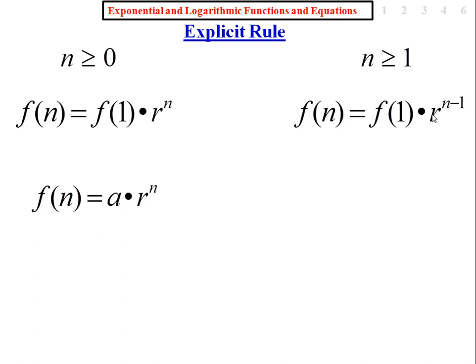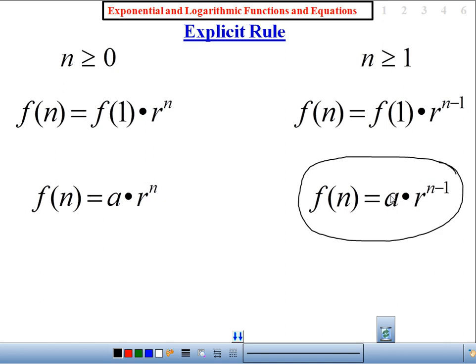Same thing over here. Instead of this, we're going to change the f of 1 for a. So this will look like this. F of n equals a times r to the nth minus 1. All right. So for today, we're going to start focusing only on this one right here. We're going to focus on the explicit rule as if we were starting with term number 1. So it's f of n equals a times r to the nth minus 1.